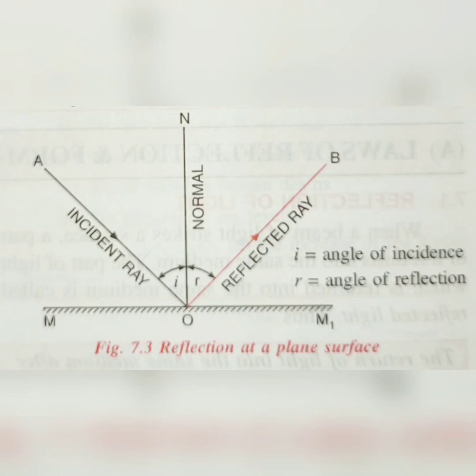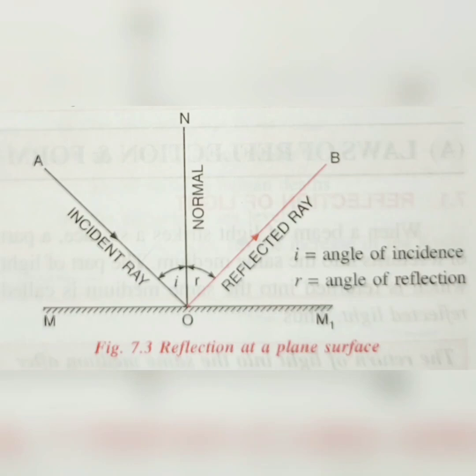After striking the reflecting surface, the ray will bounce back to the same medium. That bounced ray we call the reflected ray. Our next term is normal. Normal means a perpendicular drawn to the surface at the point of incidence. At the point of incidence, the imaginary perpendicular line we call the normal, and it is denoted by the capital letter N.